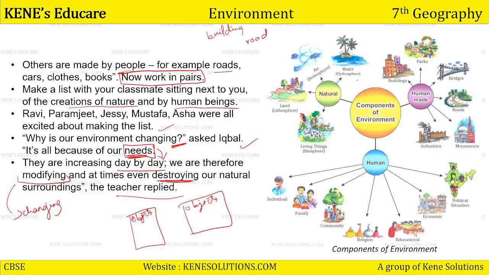Here is a flowchart given of components of environment. So there are three major components of environment: natural component, human made component, and human himself. What will come under natural components? Anything which is made by nature, that means land, air, water, biosphere, that means living things.